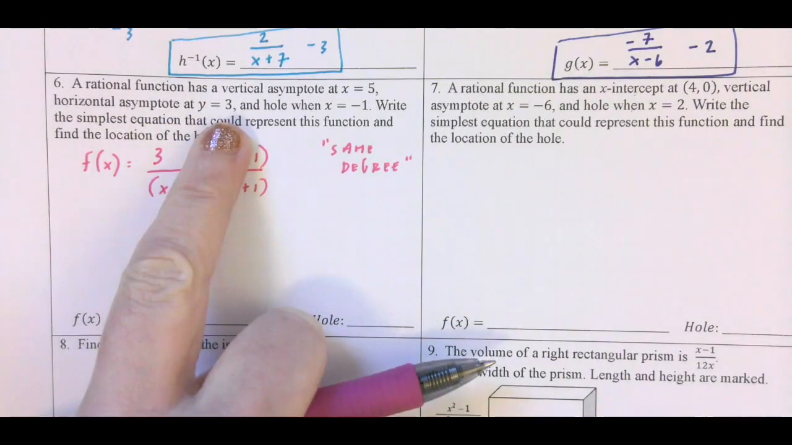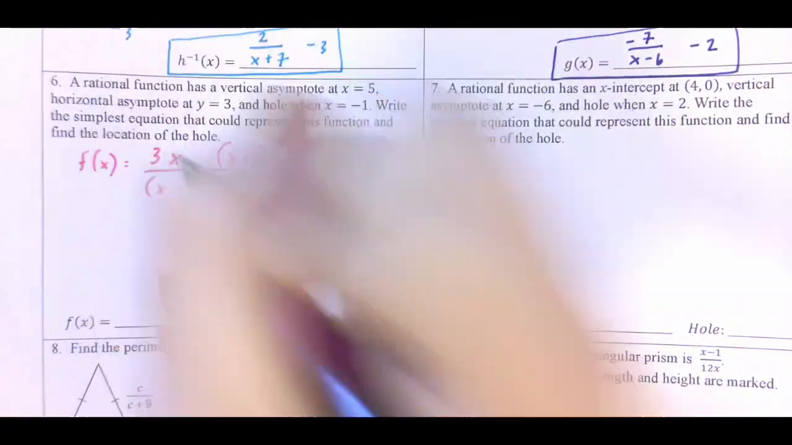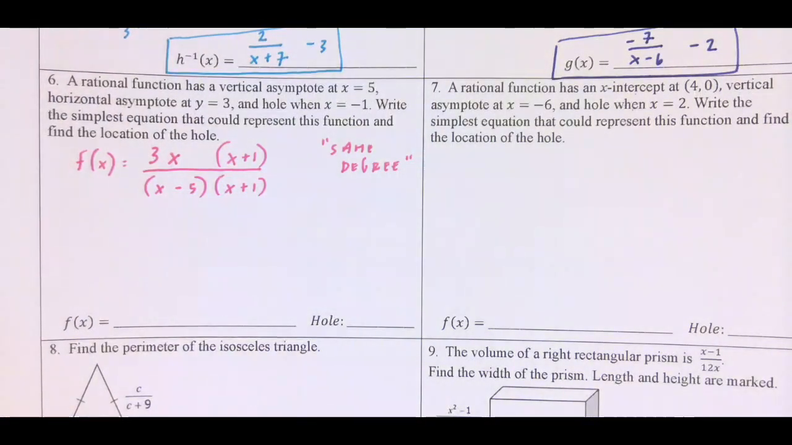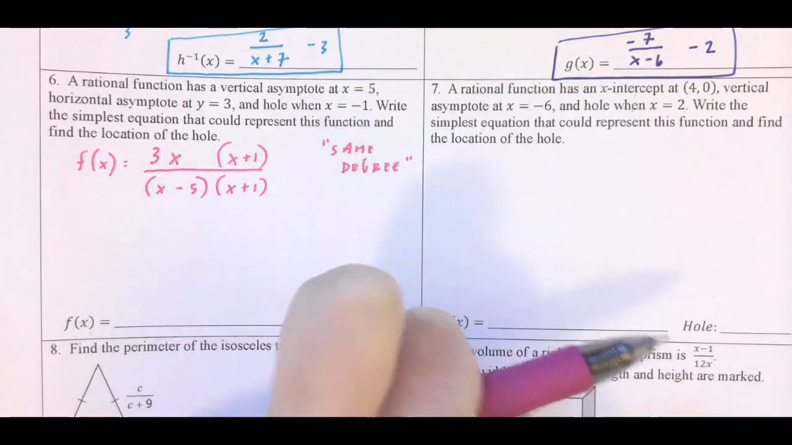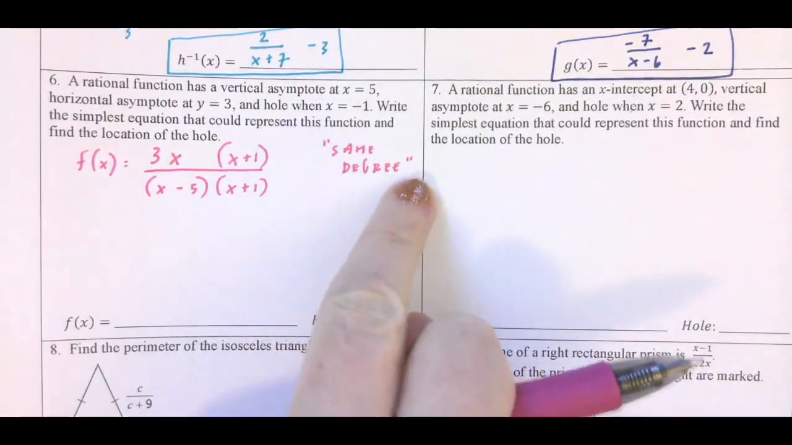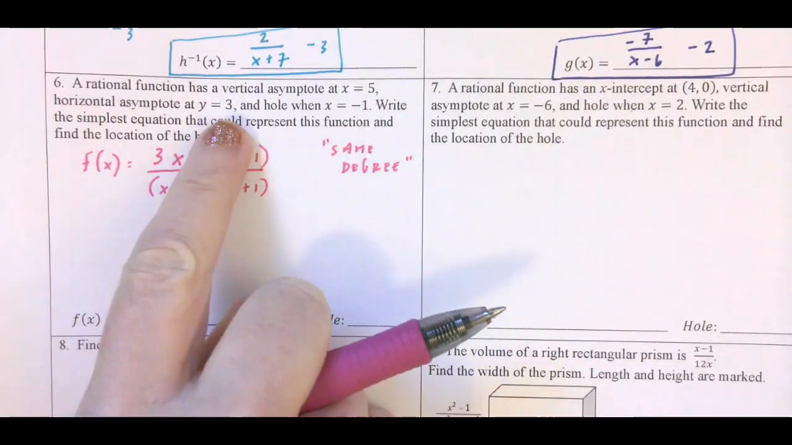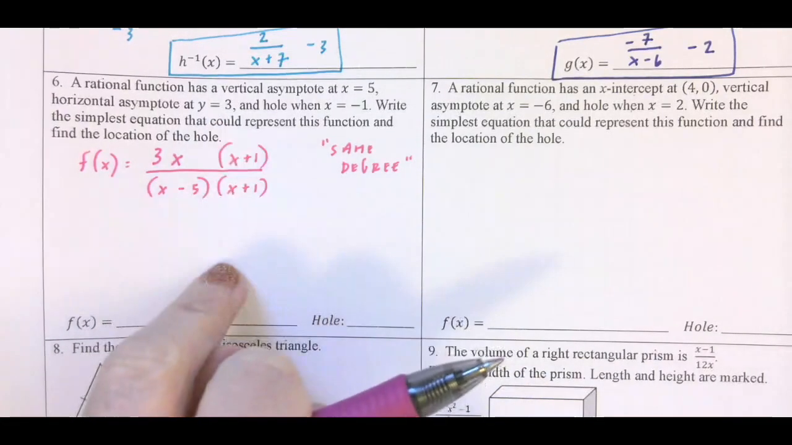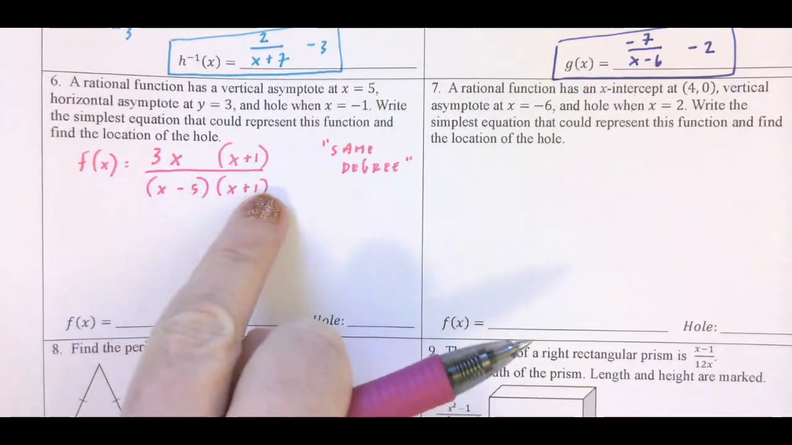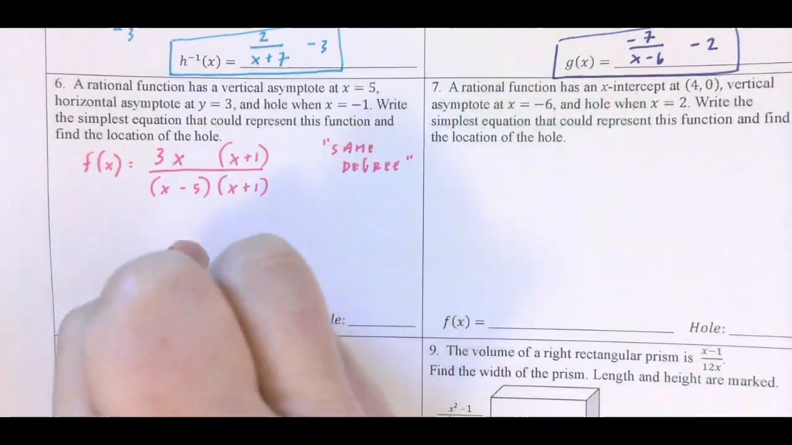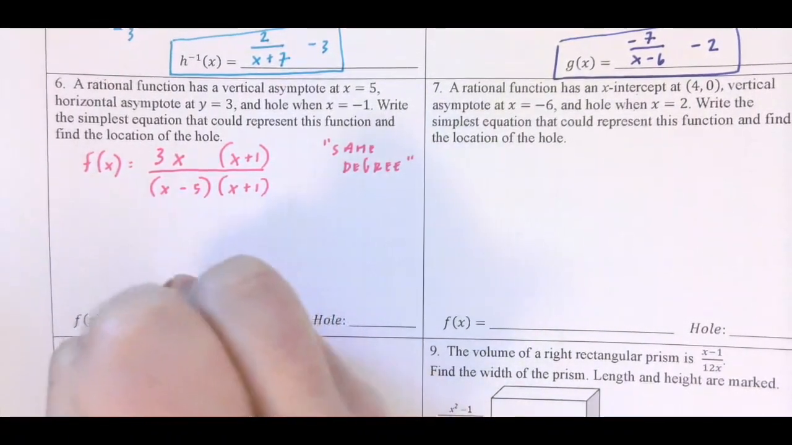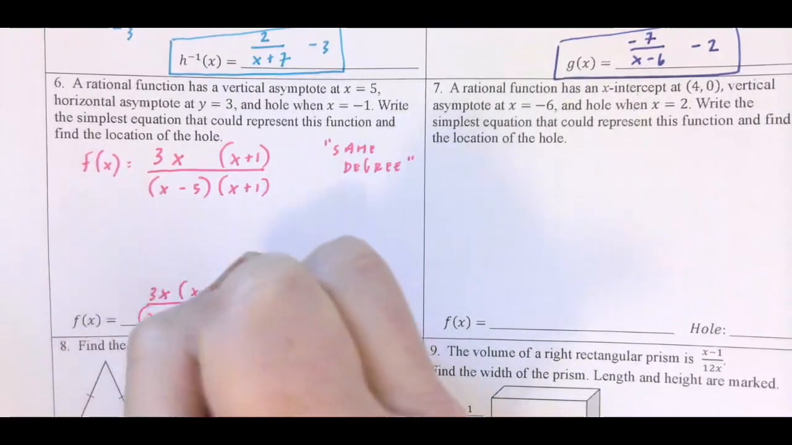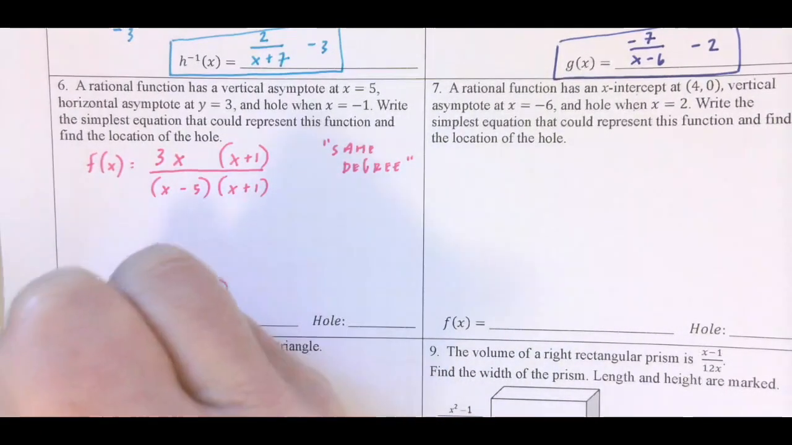So the easiest thing I can add is just simply an x, but it could have been like x minus 12 or x plus 4, and I'd still get these three pieces of information. What I need is same degree to produce that horizontal asymptote at y equals 3. So now it's quadratic over quadratic. This looks good. I'm going to leave my function just like this. And box it, of course.